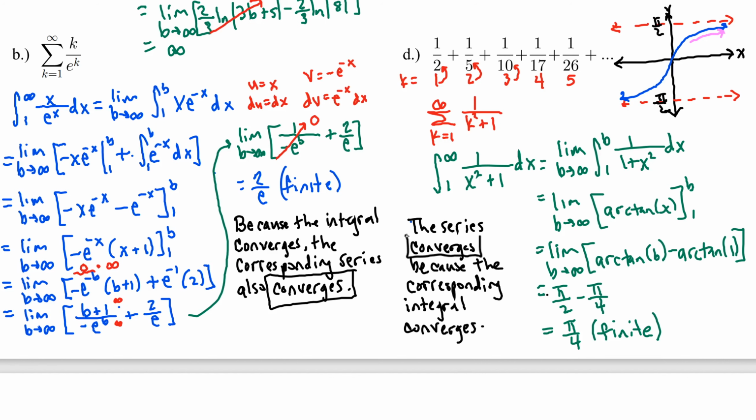If we wanted to actually sum this series, we would have to develop a sequence of partial sums and then take the limit as k goes to infinity of that sequence of partial sums. That would give us the value to which this series converges. It may or may not be pi over 4.